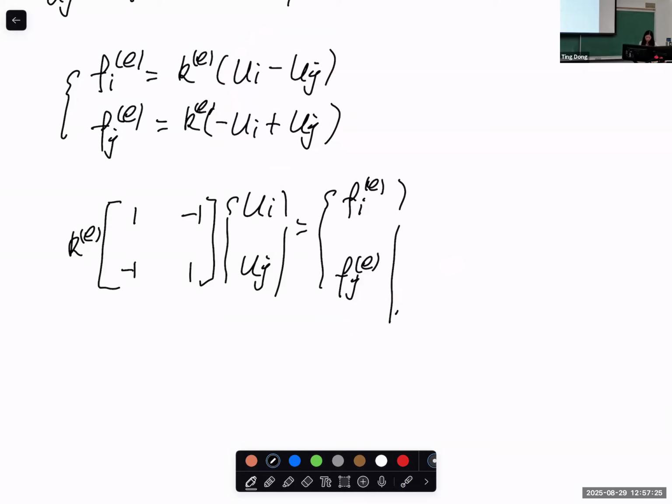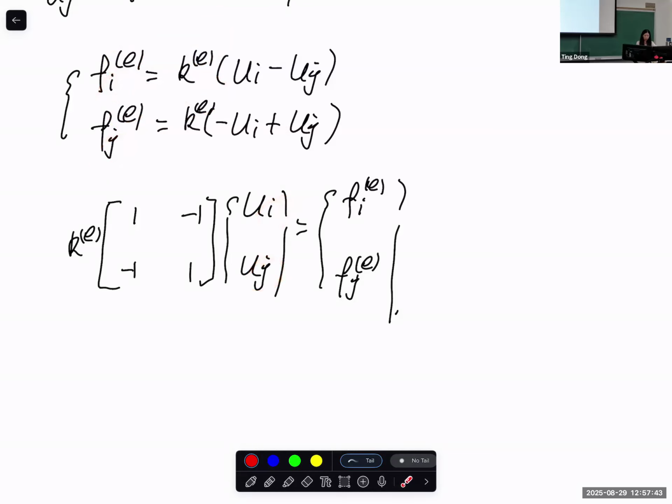For the superscript, again, this is consistent with the textbook, and we will make it consistent for the whole semester. Thank you for reminding me. This E is always the element. The subscript is always the node.